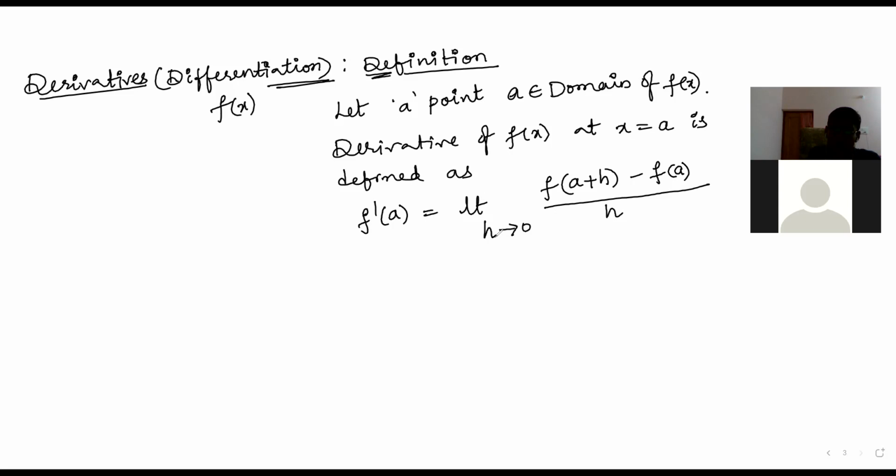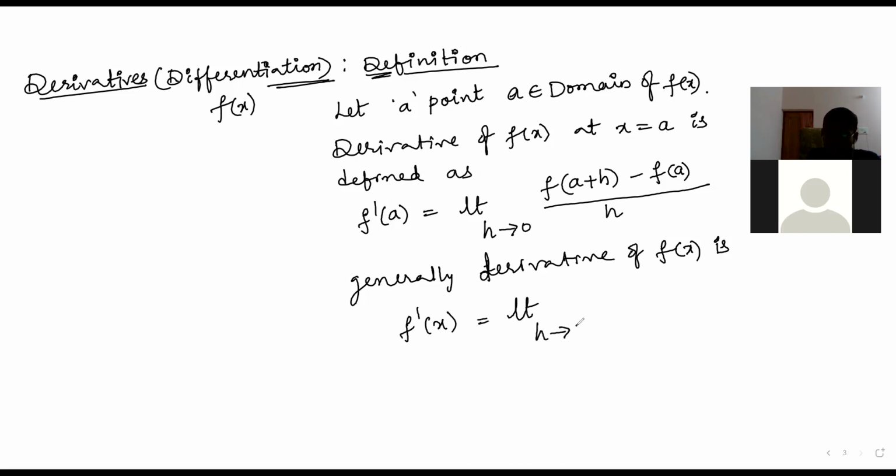So that means what? If you find the limit as h tends to 0, f of x plus h minus f of x by h, but in the place of x, what is there? A. But generally, what do we say general means? At x. Generally, differentiating or finding the derivative of f of x is f dash of x equal to limit h tends to 0, f of x plus h minus f of x by h.